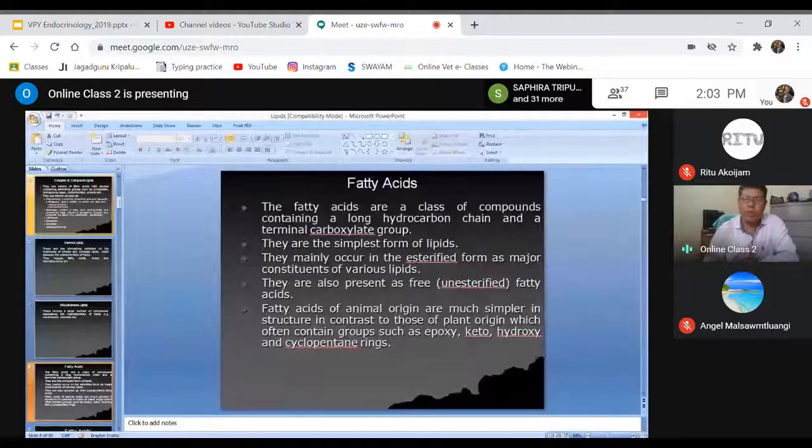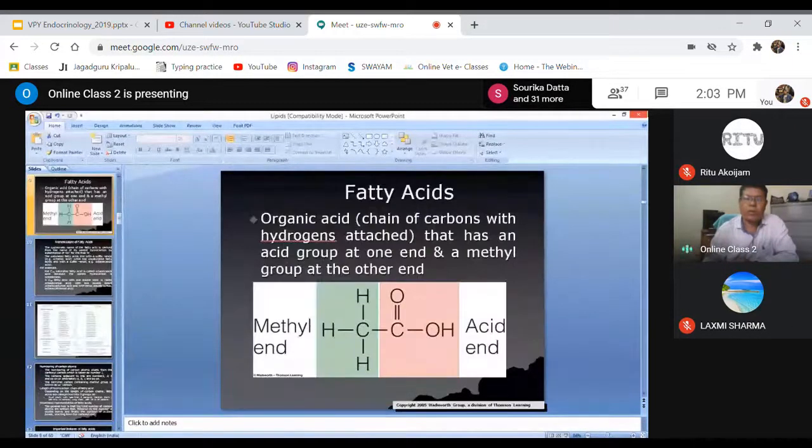That it is a long hydrocarbon chain with a terminal carboxyl group. This is the structure I think I have shown earlier. You have the methyl group here, CH3, CH2, CH2, and so on. It can be any number; it may be 10, 12, 14, and so on. Lastly, to that long hydrocarbon chain, a terminal carboxyl group is attached. Then we call it a fatty acid. That is what we discussed.